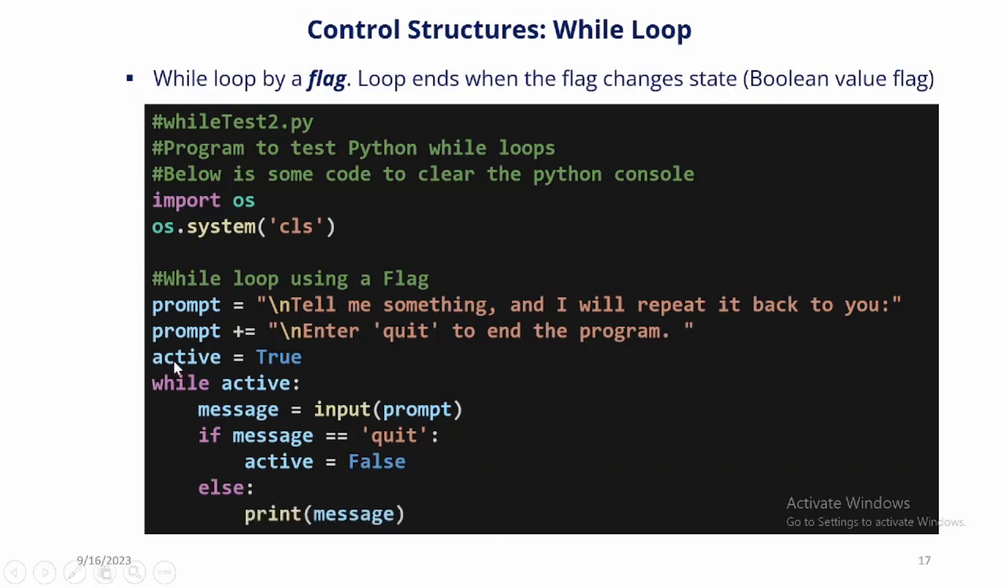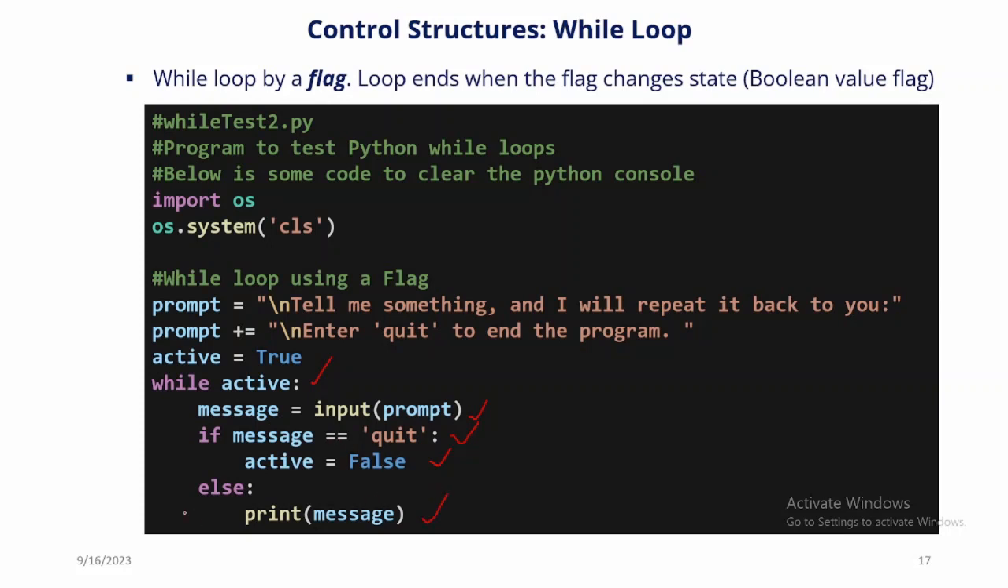So the only time when the flag called active will change to false is when you type quit. And the moment active changes to false, that is when it exits the while loop. So every time it keeps testing. What is active? True. Print the prompt and test whether the user typed quit. If the user typed quit, change active to false. Otherwise, print the message.